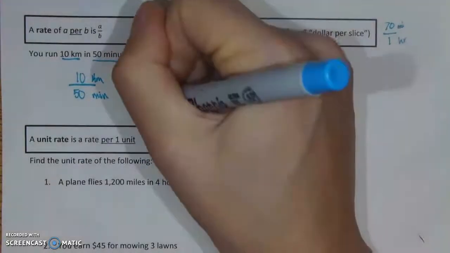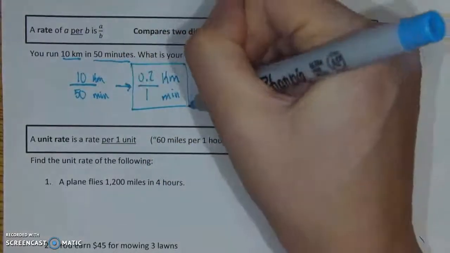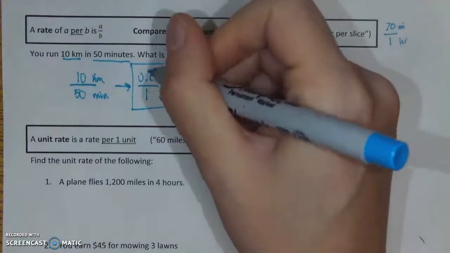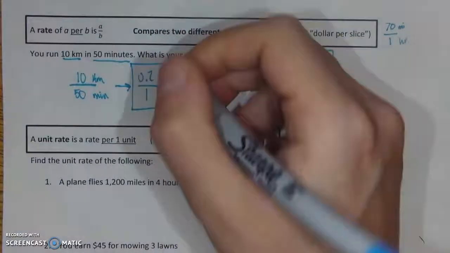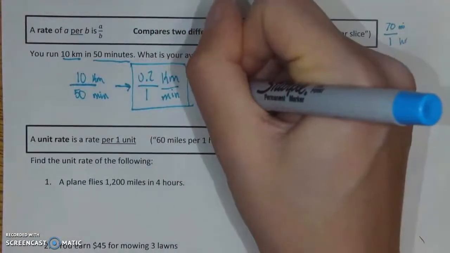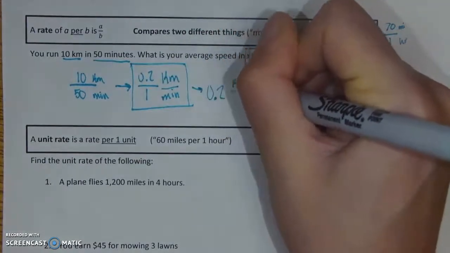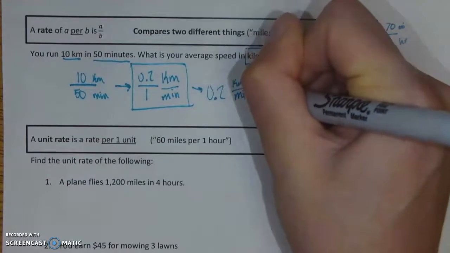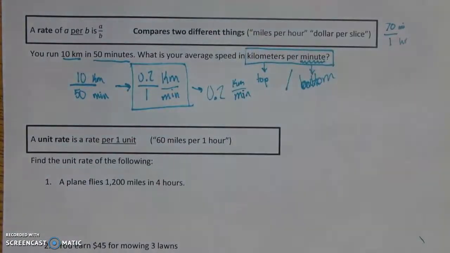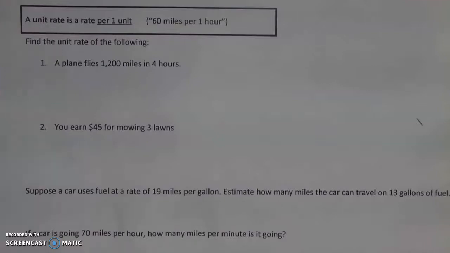And at that point, I would be done because I've got a rate that shows my speed in kilometers per minute. By the way, this frequently is written 0.2 kilometers per minute, where we take the number off and leave the units as a fraction. And actually what we found above is what we call a unit rate.